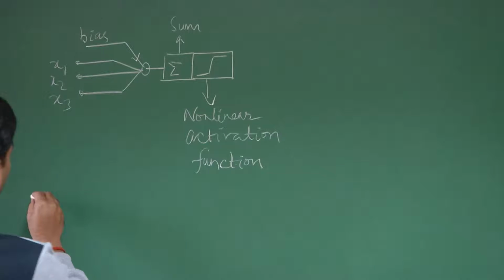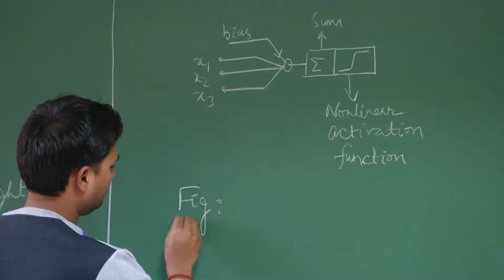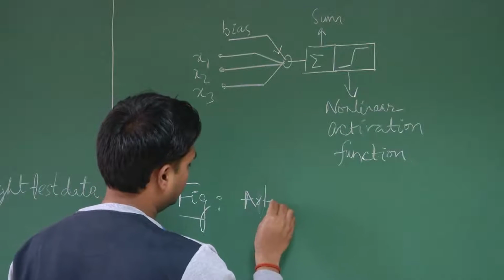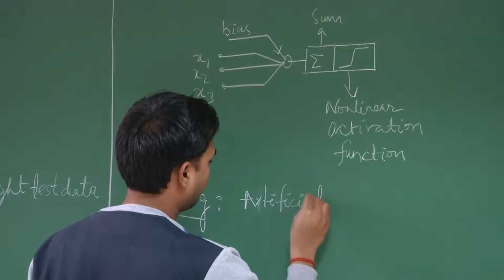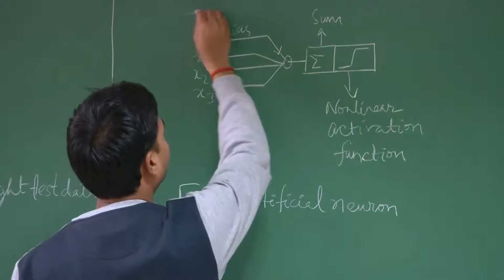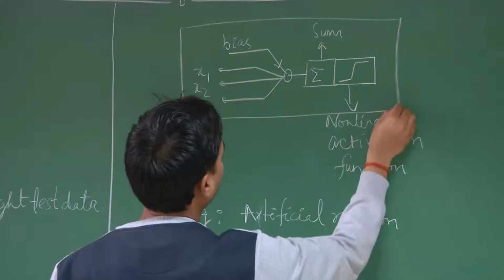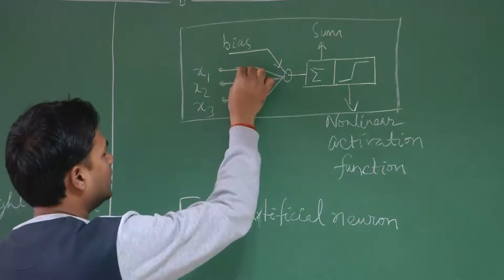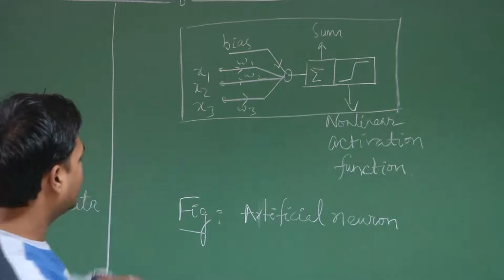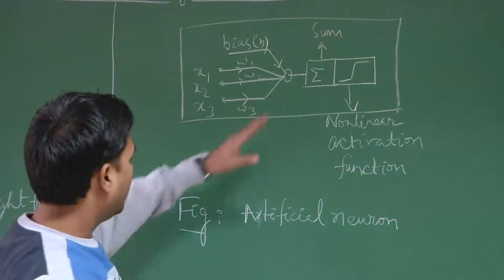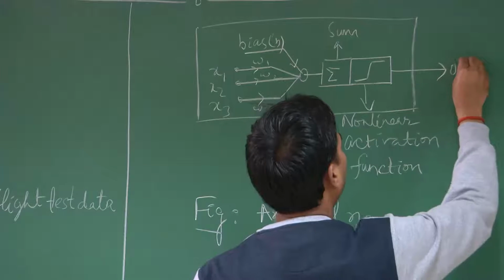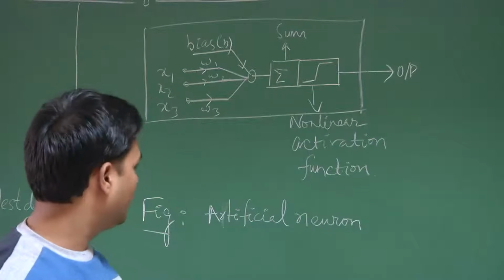This figure talks about your artificial neuron. This is the architecture of your single neuron. This whole thing is a single neuron. You have the inputs and associated weights W1, W2, W3, and bias, let us say B. Then you have to sum all the effects, pass them through the nonlinear activation function, and then you will get the output H here.